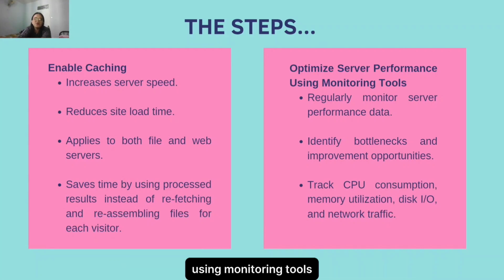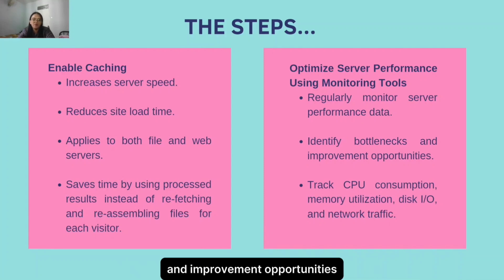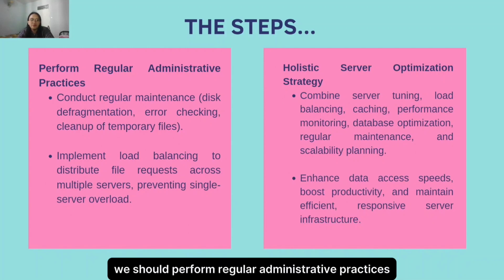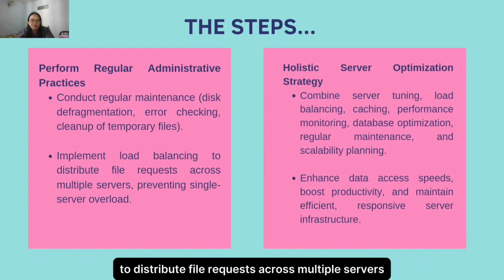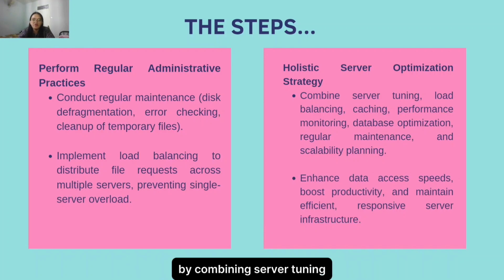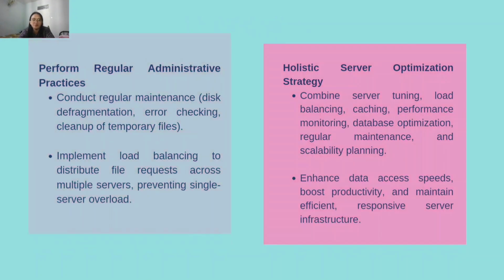Secondly is to optimize server performance using monitoring tools. Regularly monitor server performance data, and we should be able to identify bottlenecks and improvement opportunities. And we can also track CPU consumption, memory utilization, disk I/O, input-output, and network traffic. And then we should perform regular administrative practices, such as conducting regular maintenance, and also implement load balancing to distribute file requests across multiple servers and prevent single server overload. Lastly is a holistic server optimization strategy, combining server tuning, load balancing, caching, performance monitoring, database optimization, regular maintenance, and scalability planning. And it also enhances data access speeds, boosts productivity, and maintains an efficient, responsive server infrastructure.